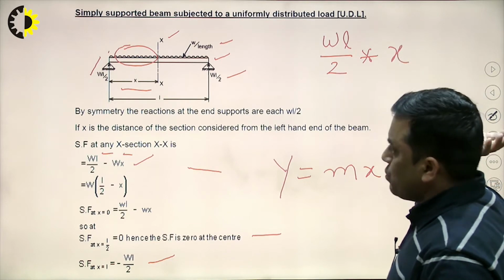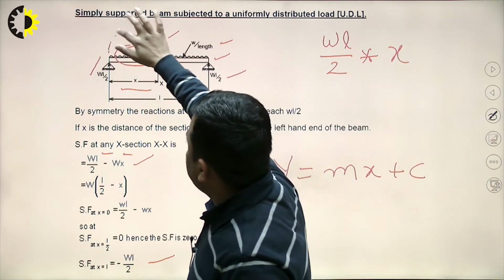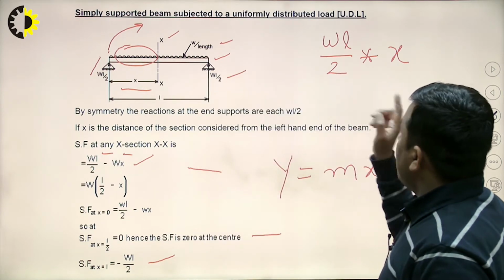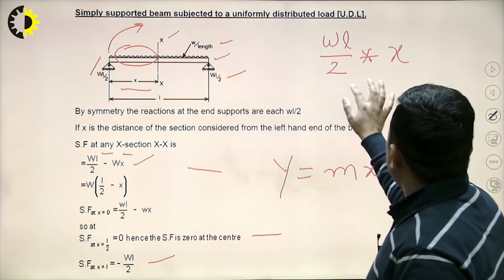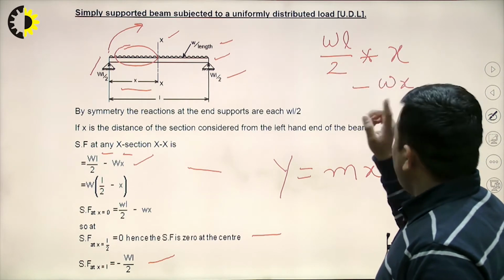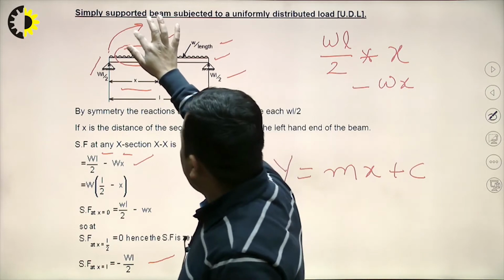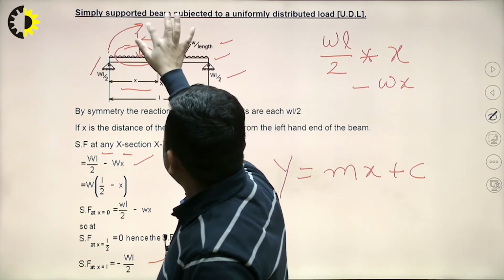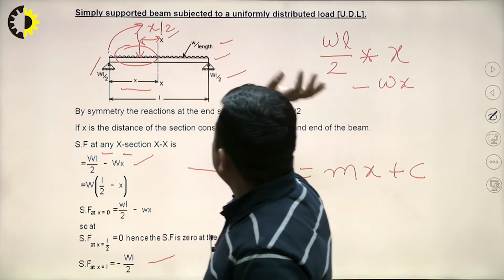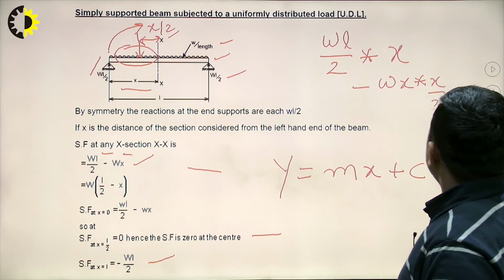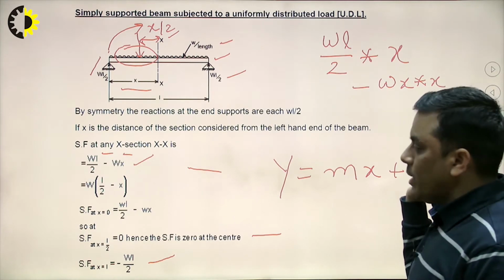So, WL/2 into x, and the tendency is clockwise, which I am taking positive. Because of the UDL, the value of UDL on the left side is Wx. It will be effective at the midpoint of it. So, this particular distance will be how much? It will be x by 2. So, Wx into x by 2. This will be the bending moment equation.